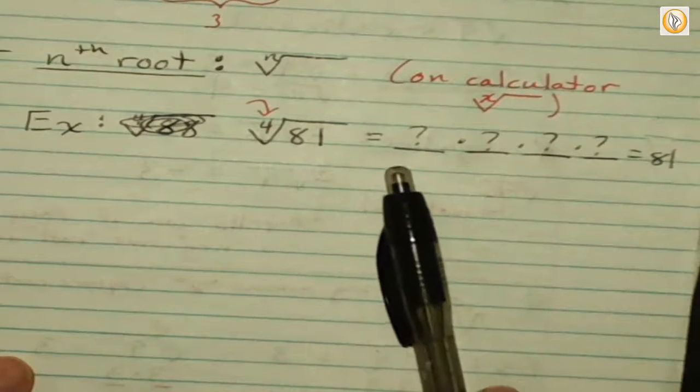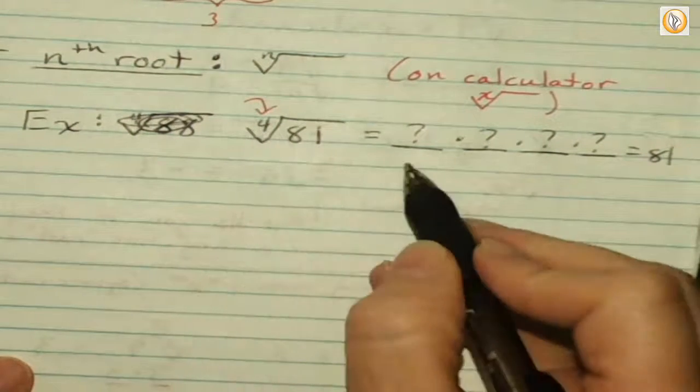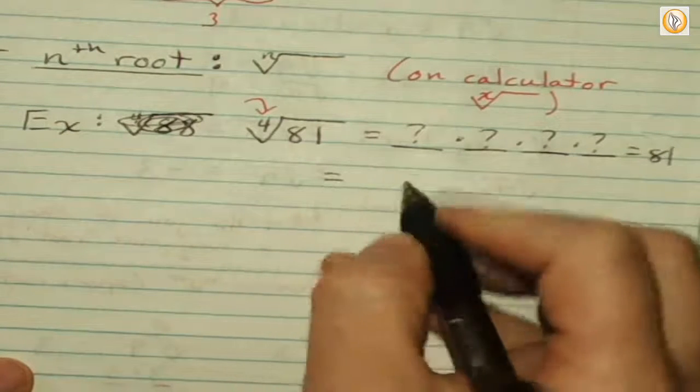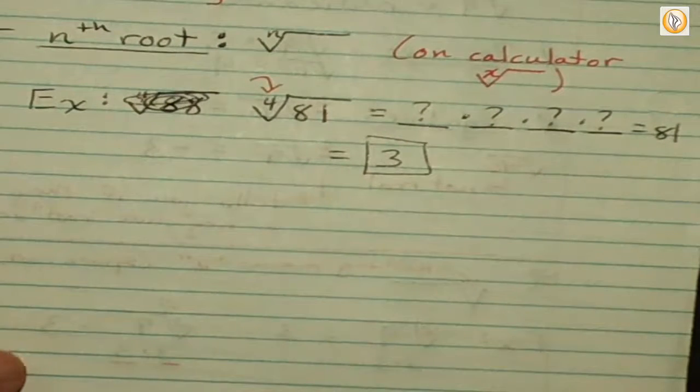So we're looking for a number that when multiplied by itself 4 times gives us 81. And the answer is what, Franz? 3. That is correct. It is 3.